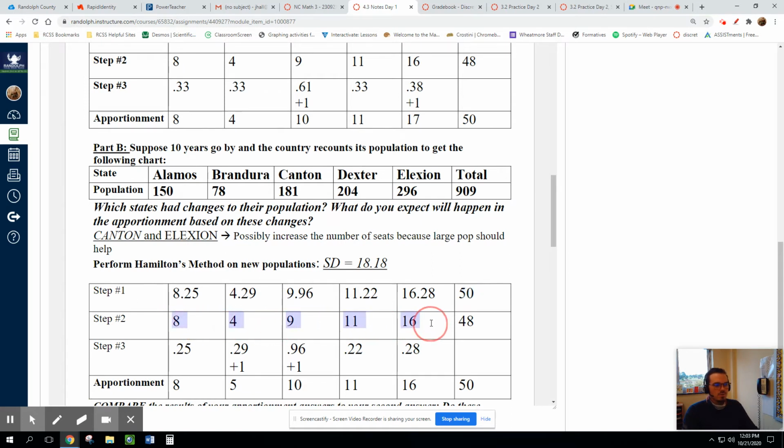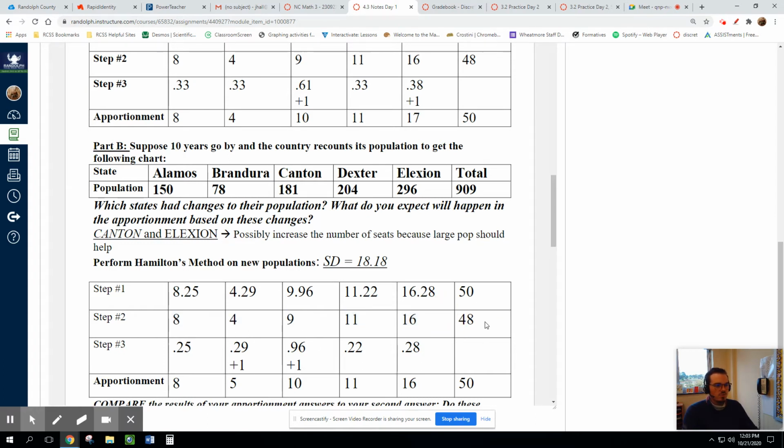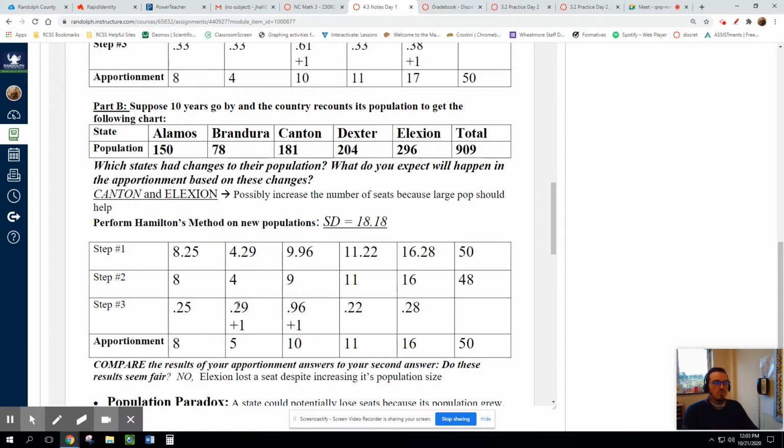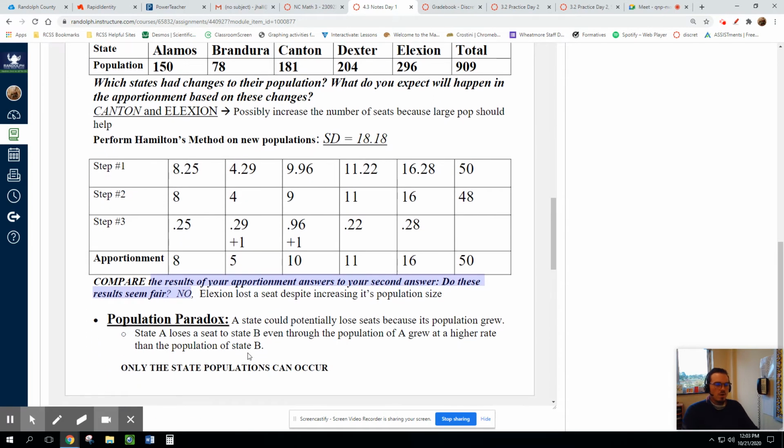Here are our steps to getting a lower quota. Notice that every single one of the lower quotas is the same. Still a surplus of 2. But using Hamilton's method, now we give one to Brandura and still one to Canton. So if we compare our apportionments from the first part to this part, do the results seem fair? Well, no. The population went up in Alexian and it still lost a seat, but its population increased, and that doesn't make sense, right? So that's a population paradox.